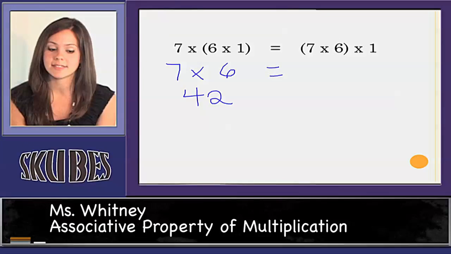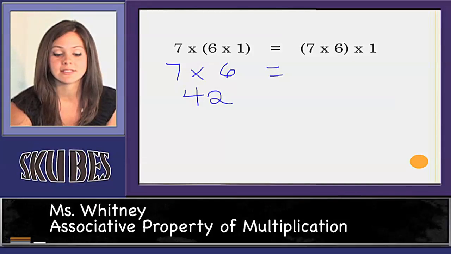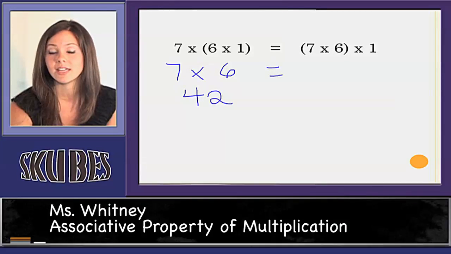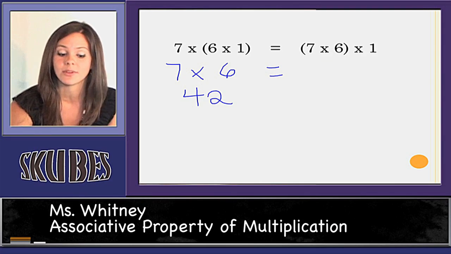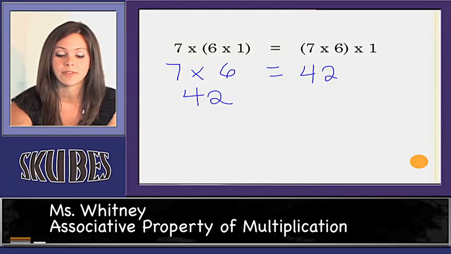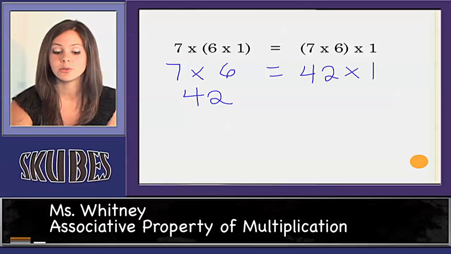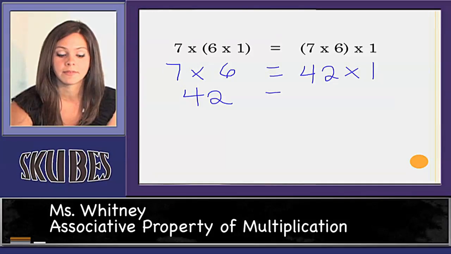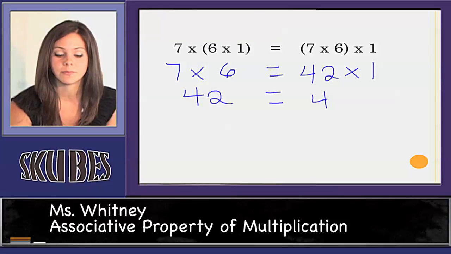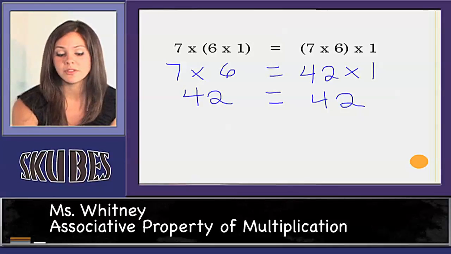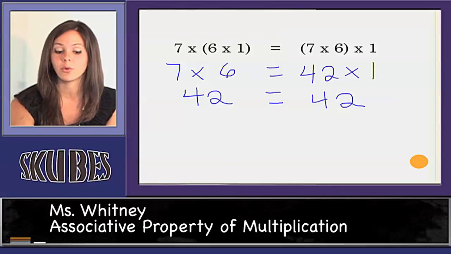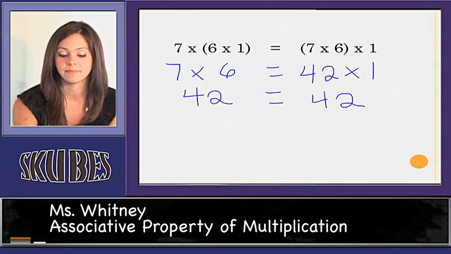Now let's move to the right side. 7 times 6 times 1. The 7 and the 6 are inside the parentheses. We must start with them first. 7 times 6 is 42. We bring down the times 1. 42 times 1 is 42. So both sides are equal. It did not matter the order that we multiplied the numbers in.